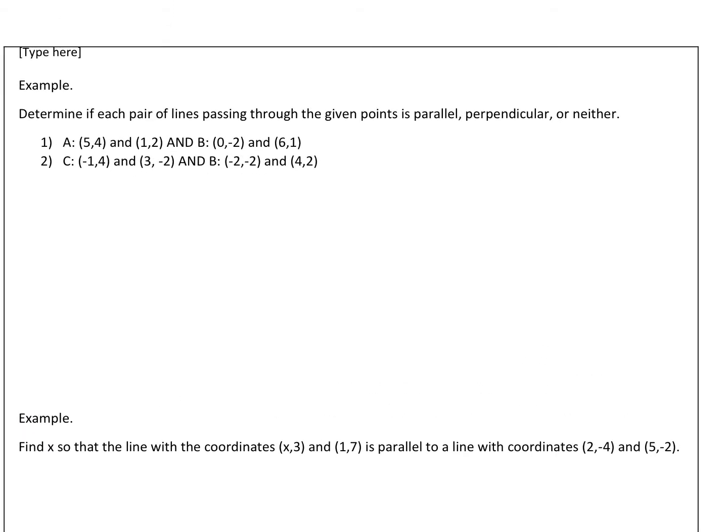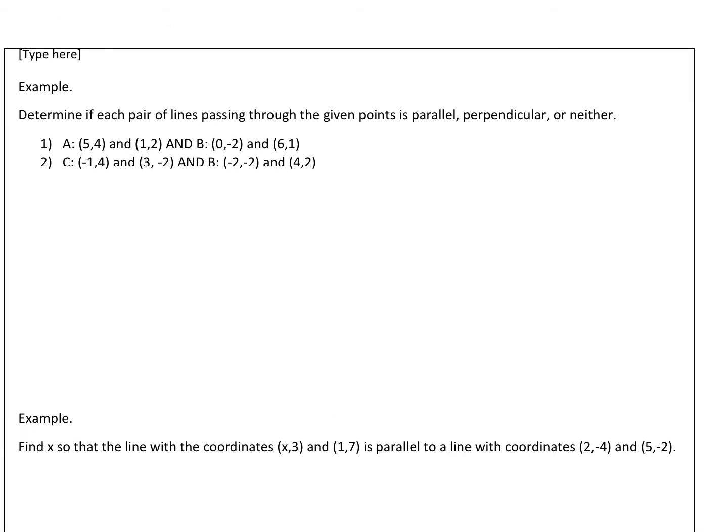Okay, so let's just determine if each pair of lines passing through these given points is parallel, perpendicular, or neither. So if they're parallel, their slopes will be the same. If they're perpendicular, they'll be negative reciprocals. And if they are anything else, they will be neither.